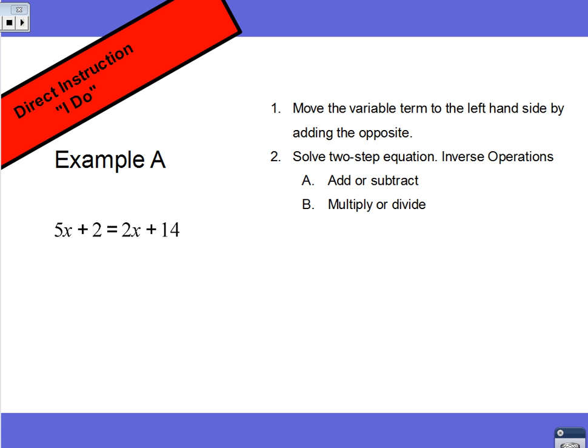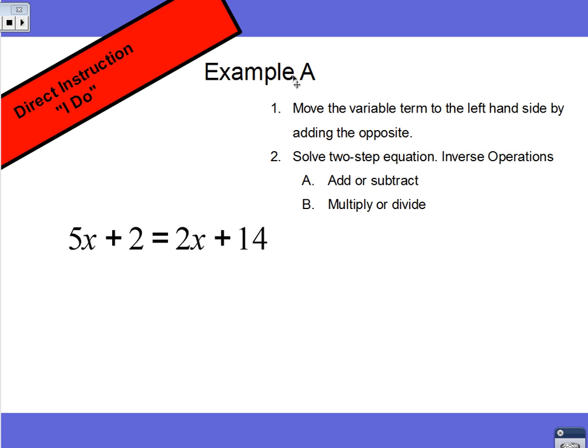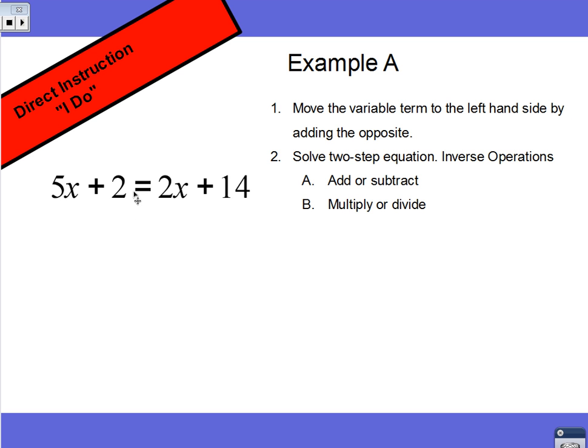Example A. Looking at the problem, it looks almost like the problems we've done before. In fact, it looks like a basic two-step equation. It just isn't, though, because I have two variables here. You know, I don't like how this won't let me change its size. There we go. Okay, so moving this out of the way, I have a little bit of room to work.